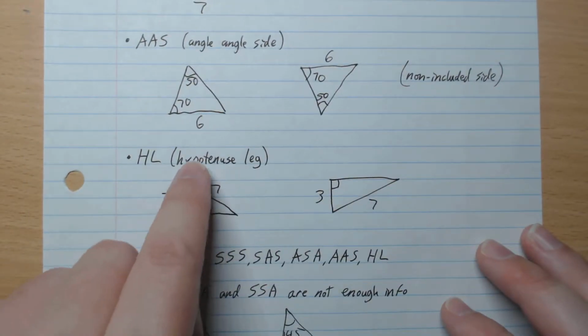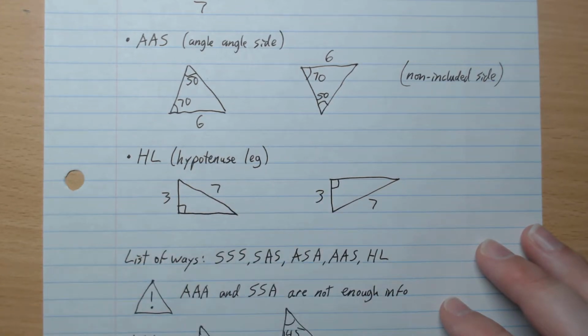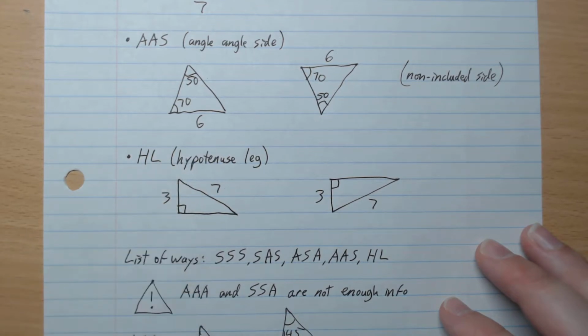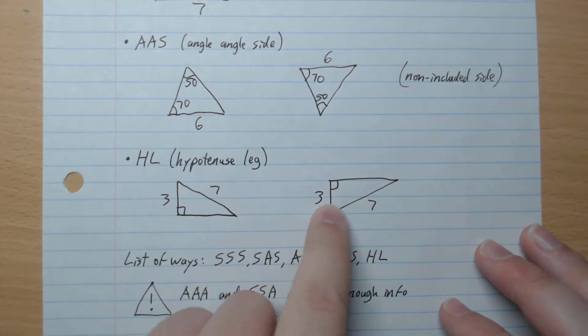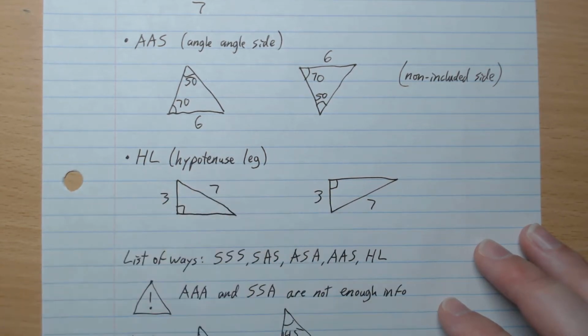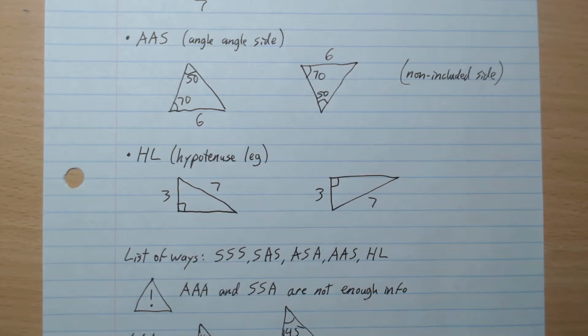Next, HL for hypotenuse leg. So the angle 90 degrees has to be there for both. And we have a hypotenuse of 7 and one of the legs is given. So here we have the same thing. Hypotenuse matches and one of the legs is given and they match. If that happens, then the two triangles are congruent.